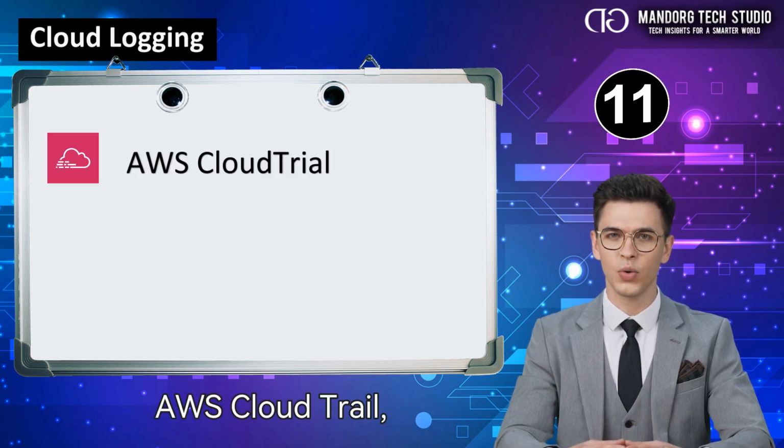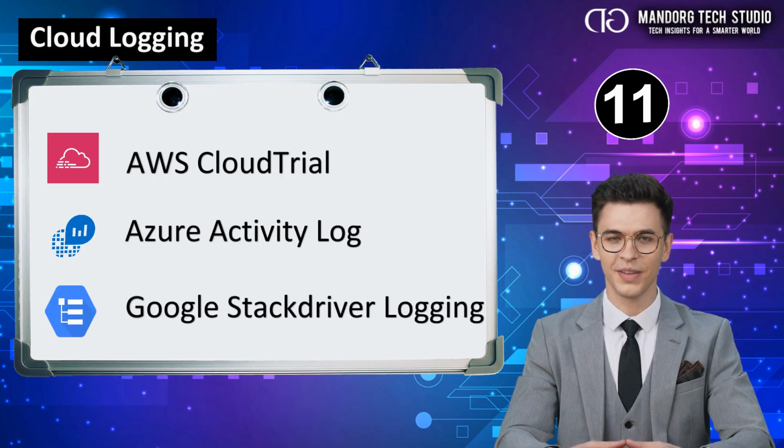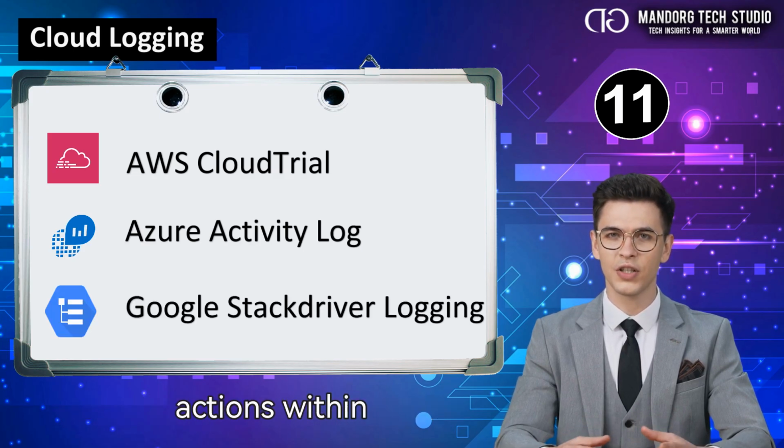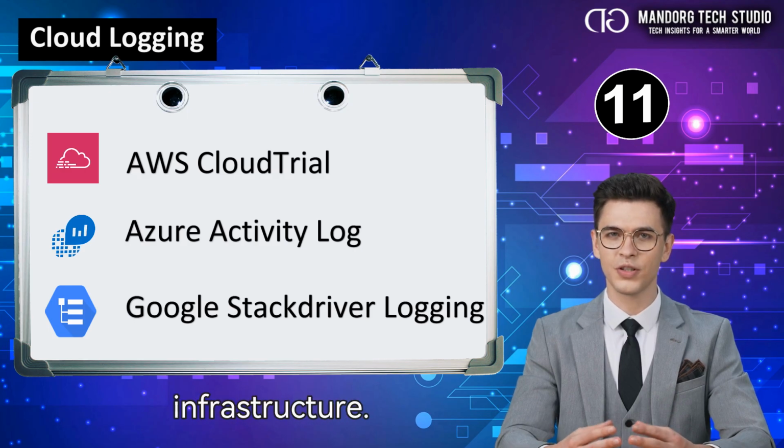11. AWS CloudTrail, Azure Activity Log, Google Stackdriver Logging. Logging services help track changes and actions within your cloud environment. Great for auditing and maintaining a secure cloud infrastructure.